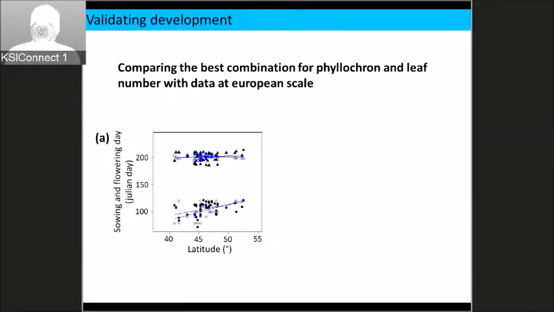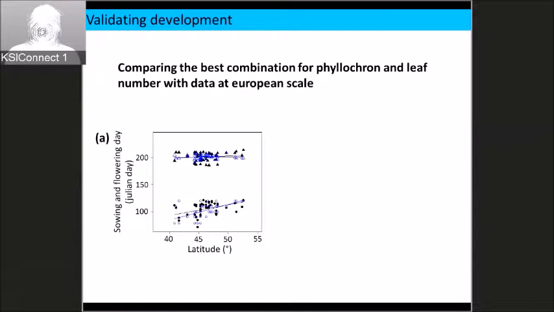We also tested if the change in the model of development has an impact. I go rapidly on that, just to say that we tried to simulate the best combination of parameters of development for different situations in Europe. And what we observed was that our simulation and the observed values were not too bad. That's for sowing date and that's for heading date, as a function of latitude.